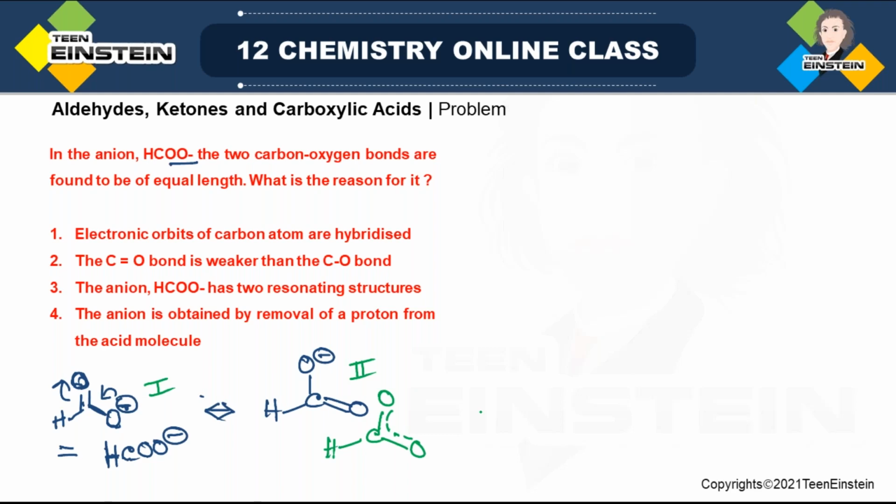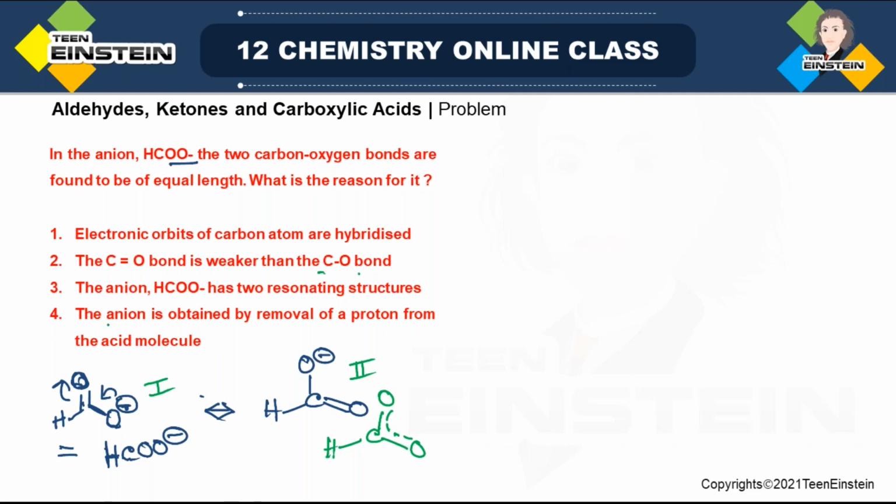Okay, so when we take the average of it as if it is of equal length, the length of the carbon oxygen bond will be such that it is not exactly a single bond, it is not exactly a double bond, it is something in between. Fine. The first option is not correct. Second option, C double bond O, this bond is weaker than C single bond O, but that cannot be the reason why these two bonds are equal. Next, the anion HCOO minus has two resonating structures. Now obviously it's the correct option.